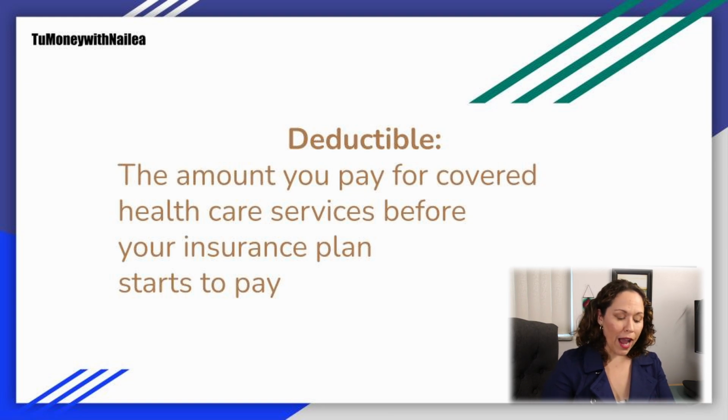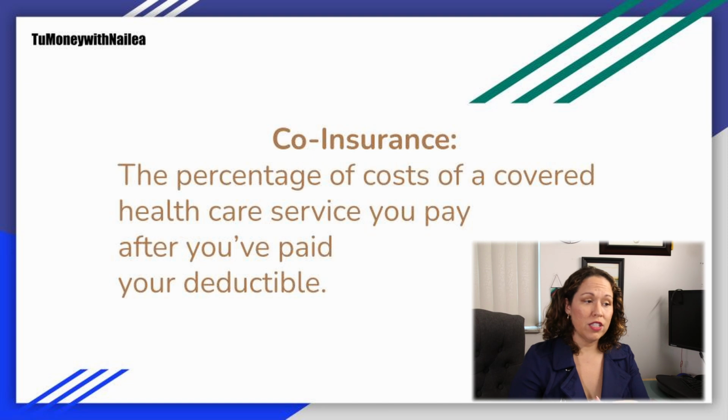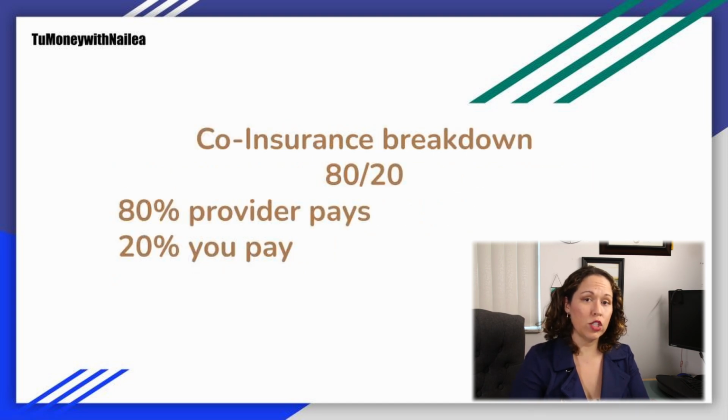The deductible is the amount that you pay for your covered health care services before your insurance plan starts to pay. So for example, if you have a deductible of $2,000, then you pay the first $2,000 before your health insurance will pay the rest. What comes after deductible is called co-insurance. The co-insurance is a percentage of cost of a covered health service that you pay after your deductible has been paid. Normally, let's say it's like an 80-20 split, so you pay 20% of the cost while your insurer pays 80% of the cost.